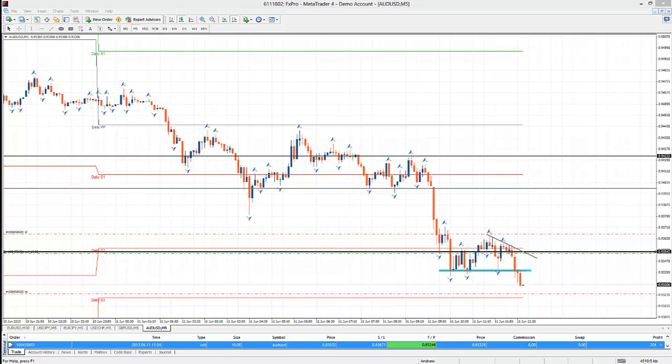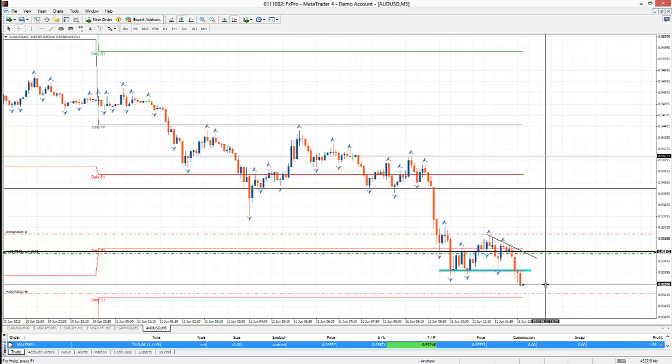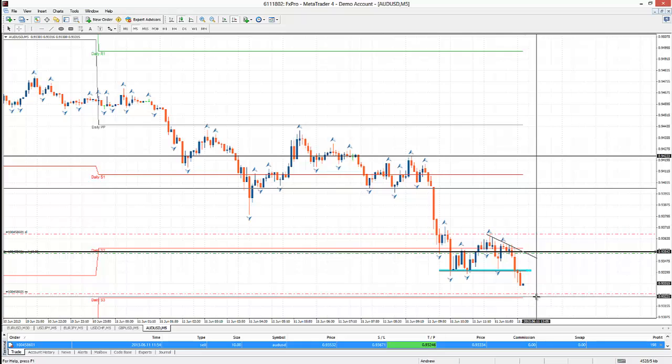So we're approaching that daily S3 pivot, currently 20 pips up. We had a nice close, that's good for the trade. I want to see a little bit more pressure come in now, and hopefully we can get paid.